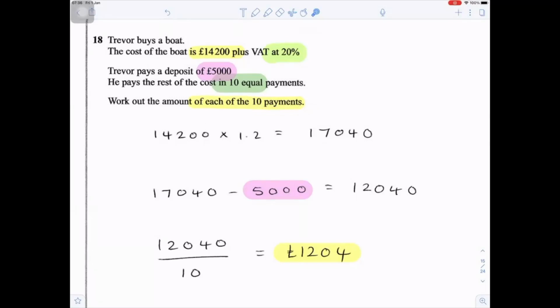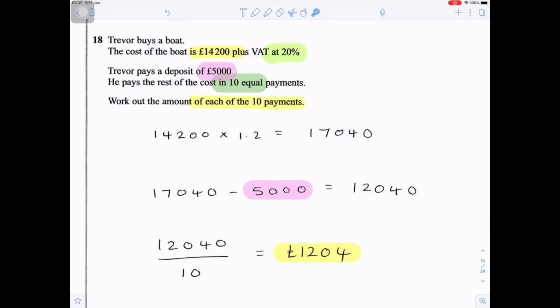So the cost of the boat is £14,200. VAT is 20%. So we want to get the multiplier. So it's 100 plus 20, which gives you 120. And 120 divided by 100 gives you 1.2. So 1.2 is the multiplier.